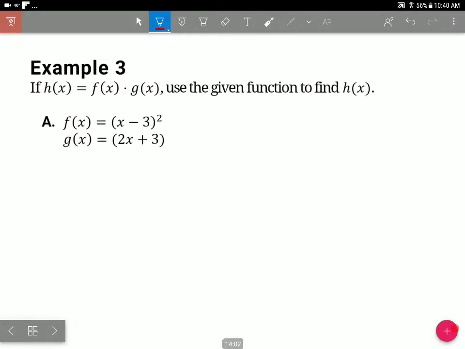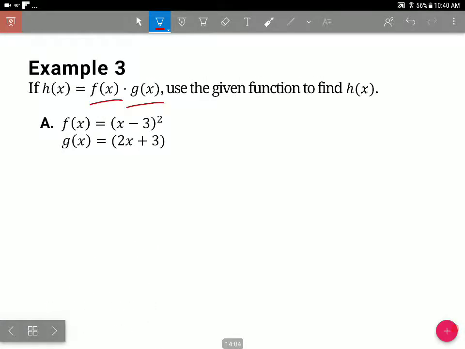So here we go. F of x times g of x. All right, that's what h of x is. So to find h of x, I got x minus 3 squared. So I'm just going to go x minus 3 times x minus 3.